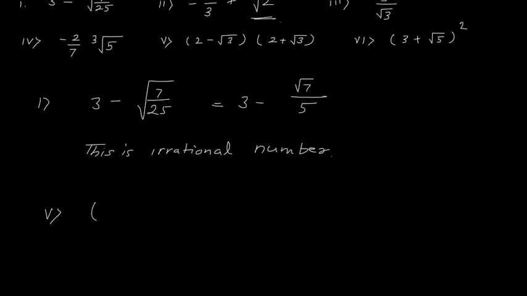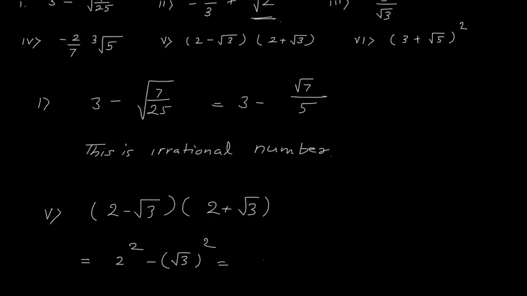This is 2 minus root 3 into 2 plus root 3. Now this is of the form a minus b into a plus b. Now a minus b into a plus b is what? A square minus b square. So you can write this as 2 square minus root 3 square. So 2 square will become 4, root 3 square will become 3. So this is 4 minus 3, and 4 minus 3 is 1. So this is 1.